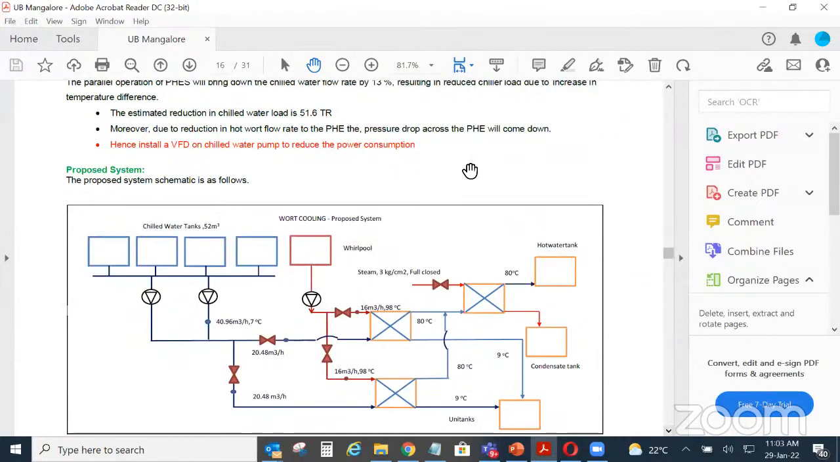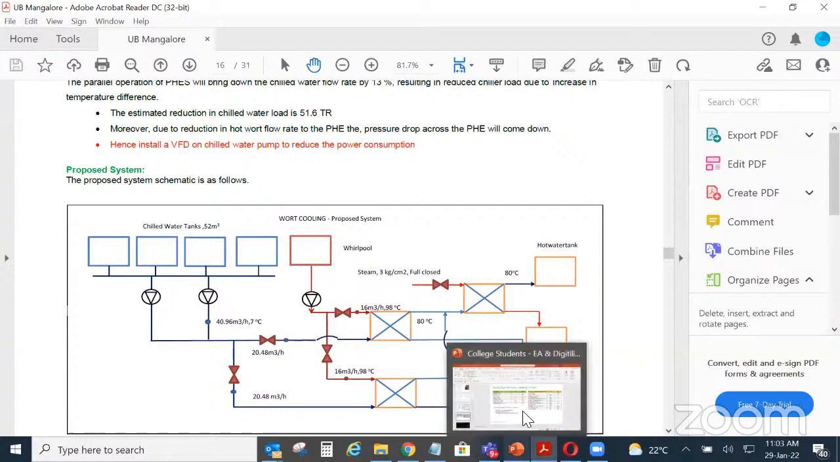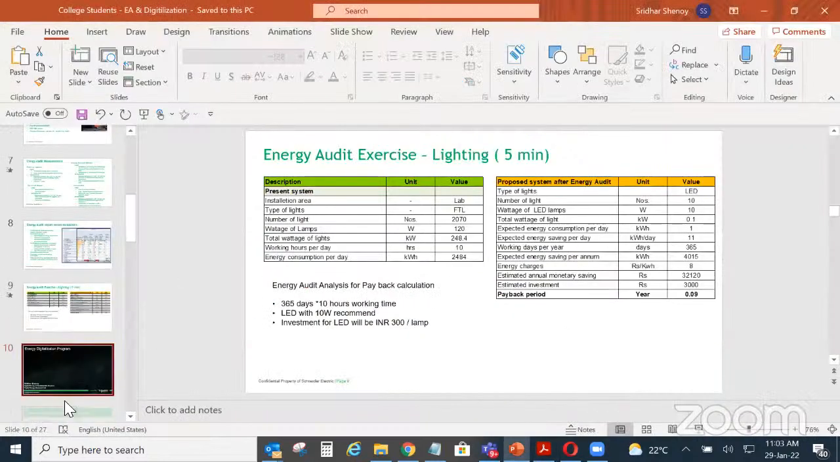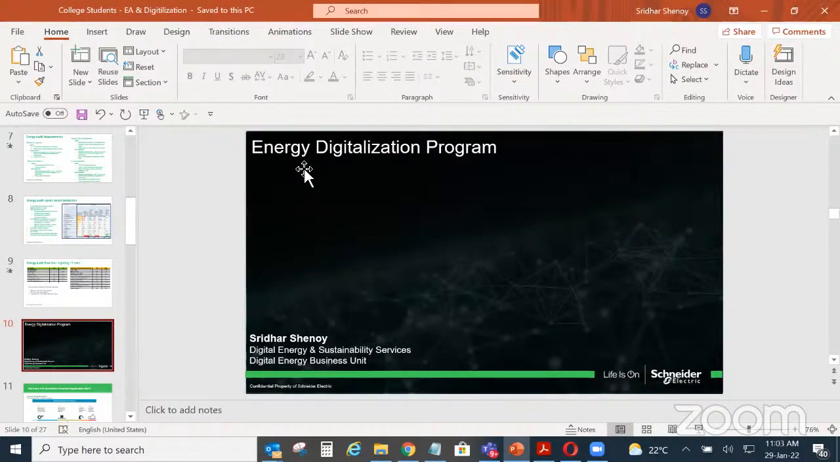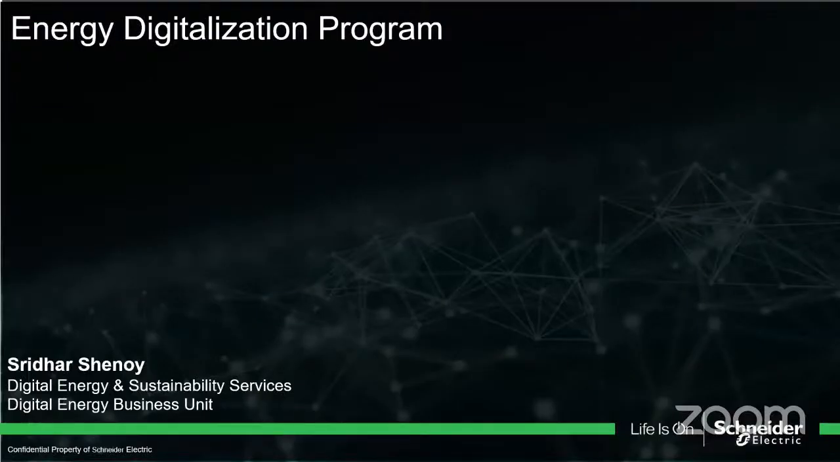Okay, so this is for the topic of energy audit. Now I'll go to the second part, which is a very interesting topic for energy, called the energy digitization program. Any questions? I'll just conclude this, then we'll have Q&A. Okay, the second topic is digitization programs.